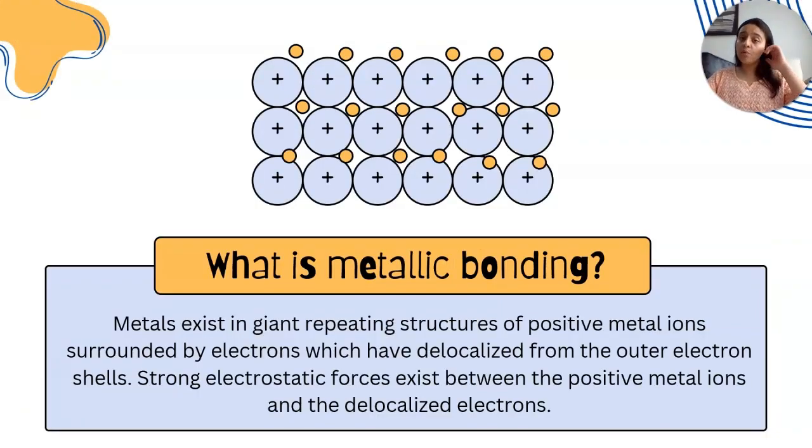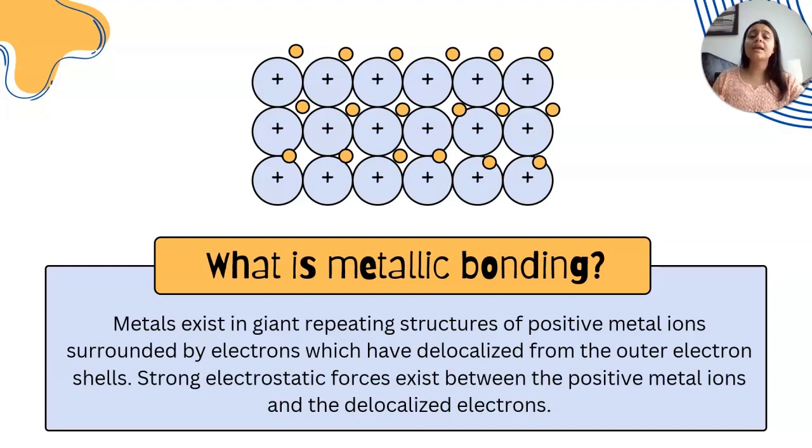Now we will study more about the metallic bonding. Metals exist in giant repeating structures of positive metal ions surrounded by electrons which have delocalized from the outer electron shells. Stronger electrostatic forces exist between the positive metal ions and these delocalized electrons. So this metallic bonding, present between the positive ions and these delocalized electrons, leads to a stronger electrostatic force.